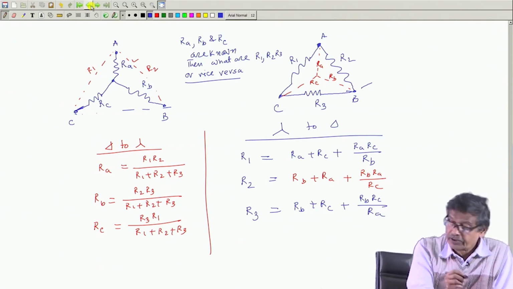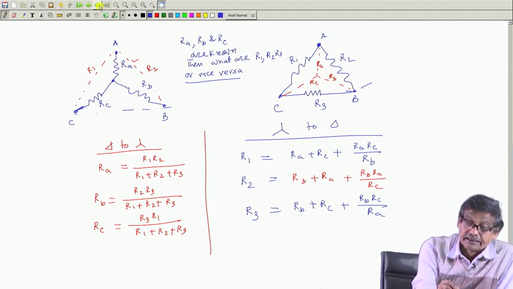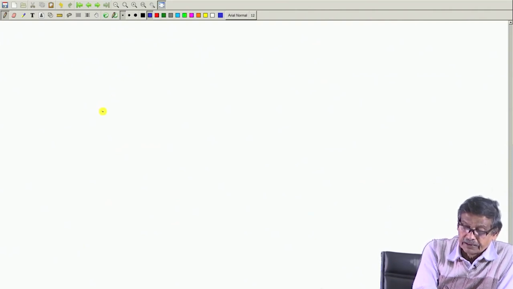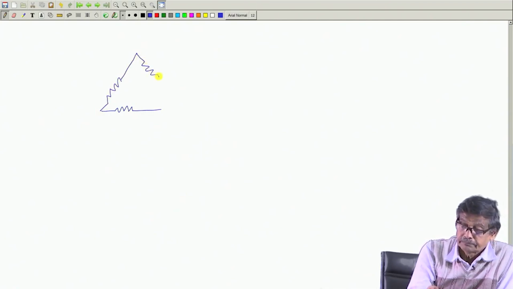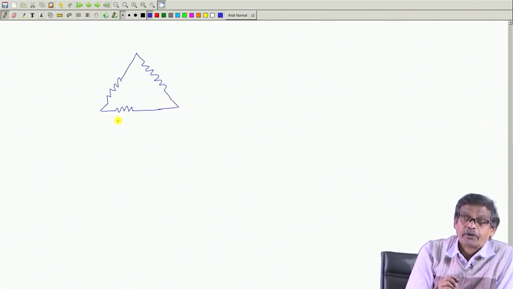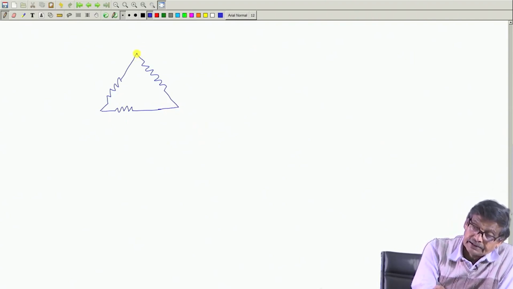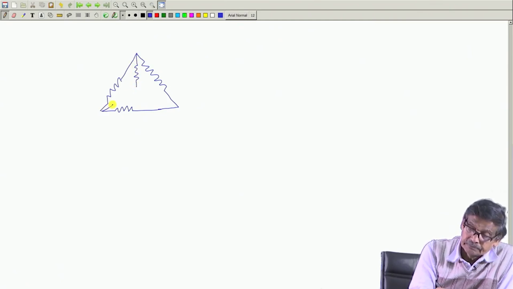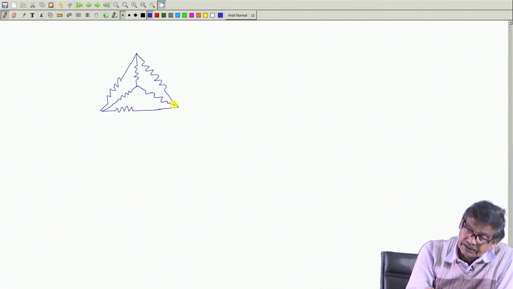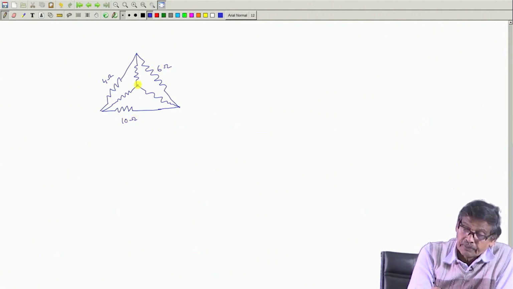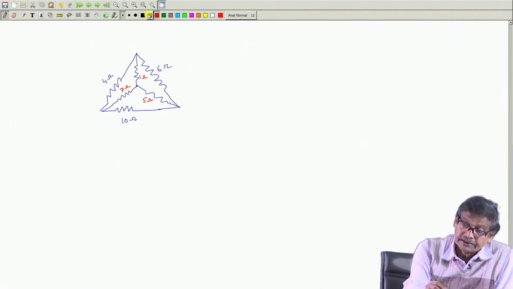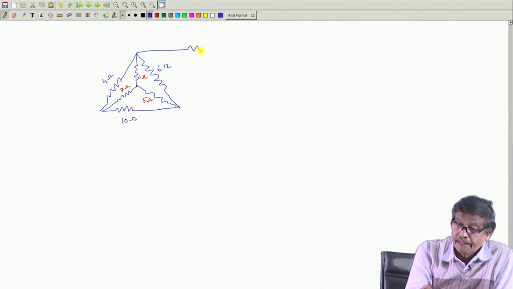So, when will this be necessary? For example, suppose you have a circuit like this, with 3 resistances. Now, I am coming to a problem, and there are 3 resistances connected here. Just a simple example. Suppose these values are known: 4 ohm, 6 ohm, 10 ohm. This is how 6 resistances are connected, and this is 1 ohm, 5 ohm and 7 ohm. Now, you have a circuit like this, with another resistance here, 10 ohm.